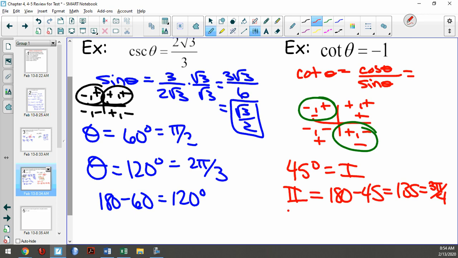Okay? In quadrant 4, I'm going to take 360 minus 45, which is going to give you what? 315, right? 315 is the same thing as taking a 45-degree angle off of 360, or 2 pi, and that's going to give you 7 pi over 4. And those are going to be your angles for those. You have 3 problems like this tomorrow on the test, and that is just like problems 91 through 96. Make sure you study for that.